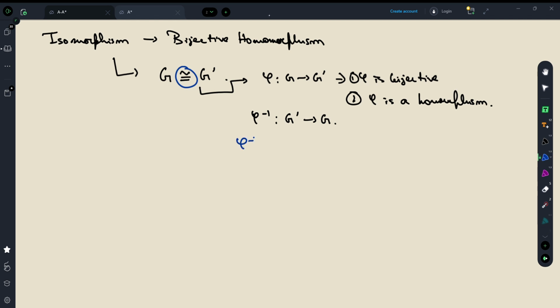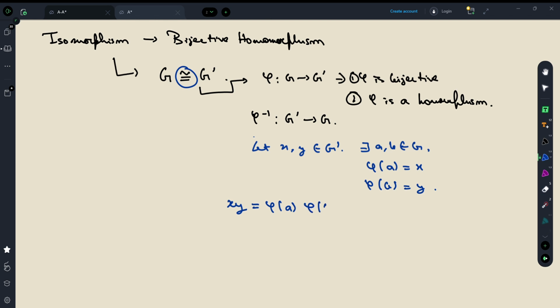The reason being, suppose you choose elements from say G prime. Let x and y be elements from G prime. Then we know that there exist A and B in G, because phi is obviously onto, such that phi of A is x and phi of B is y. Or the other way of saying is that A is phi inverse of x and B is phi inverse of y. What can I say about xy? Then xy is basically phi of A, phi of B, but phi of A, phi of B is nothing but phi of AB, right?